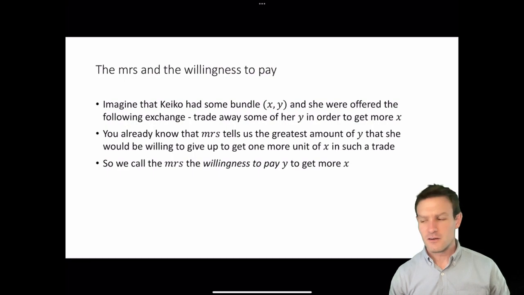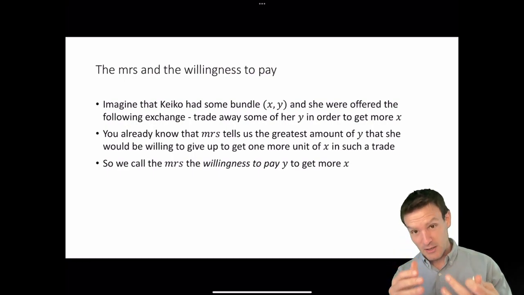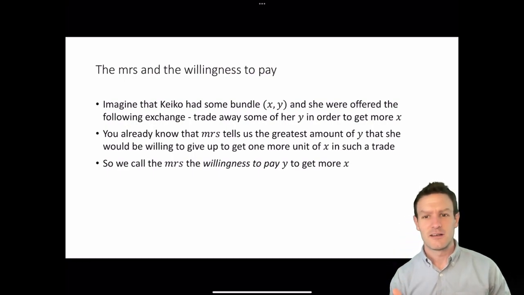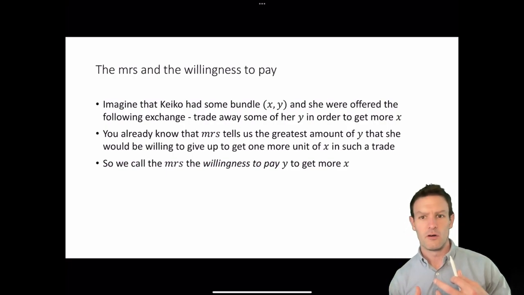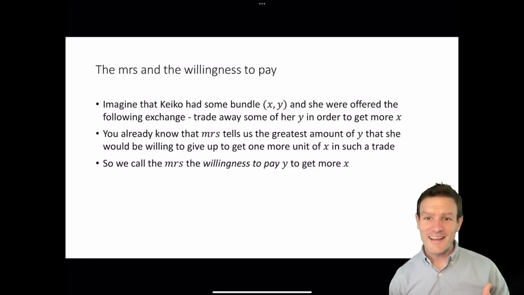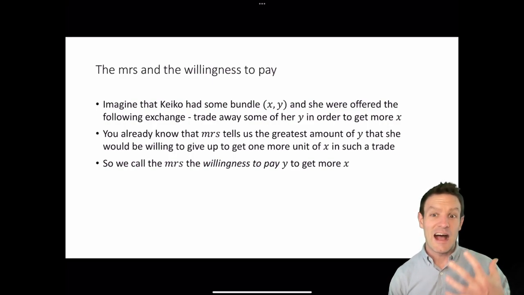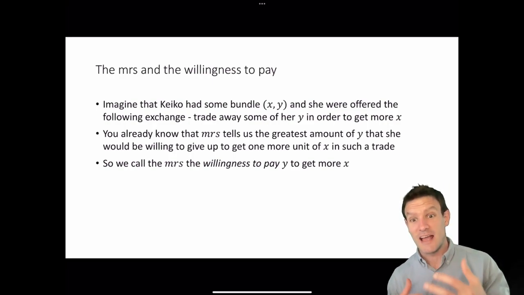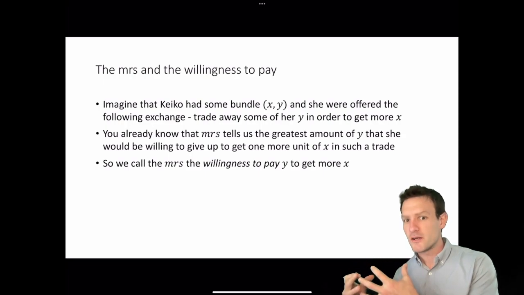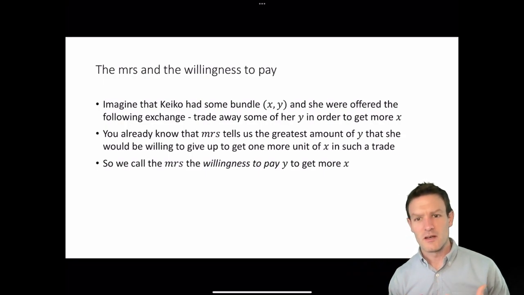So imagine here that we could also think of the y good not as living versus learning, but imagine that y was money and x was some good that you want, say coffee or data or a cookie or anything that you could consider purchasing. With y as money or general purchasing power, we could think about this as how much am I willing to pay in money to get an additional unit of some good that I want. That's our thinking with the marginal rate of substitution as willingness to pay.